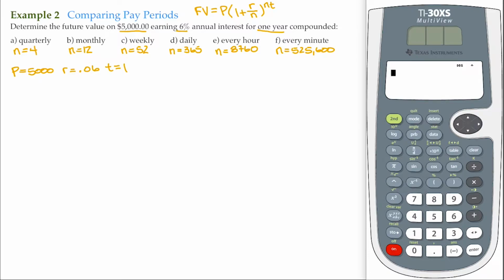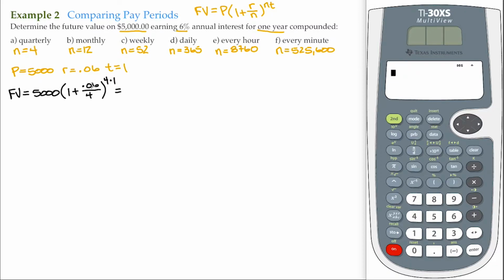So then our future value for A, quarterly, that's equal to our principal, $5,000, 1 plus the rate of 0.06 divided by the number of compounds for quarterly, that's 4. How often does this rate affect this principal? 4 times in the year, raise it to the 4th power. How many years? We're only talking about 1 year.